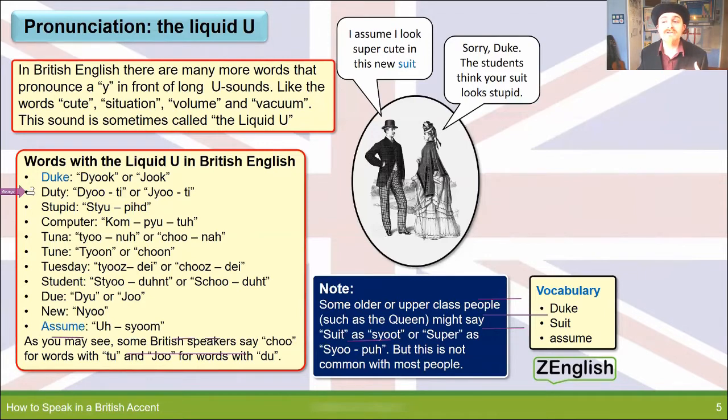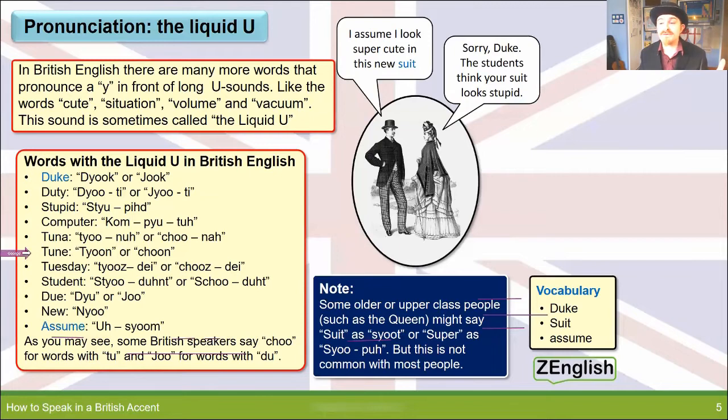This word here, duty or duty in British English. In American English, duty. This one's interesting. Stupid in British English, stupid in American English. Computer in British English, computer in American English, though some American English people say it the same as the British, actually. It really does depend on where they're from. Then we'll come to tuna in British English, or tuna. In American English, it's tuna.